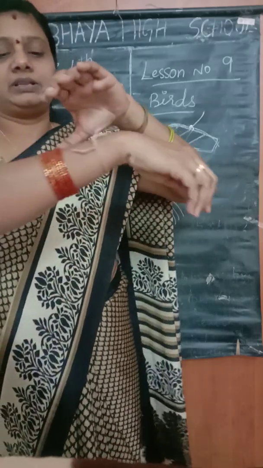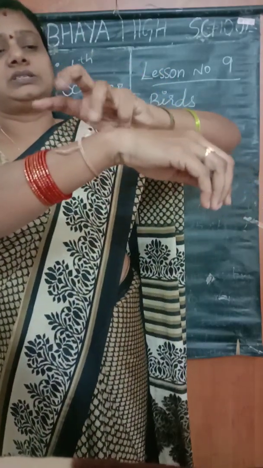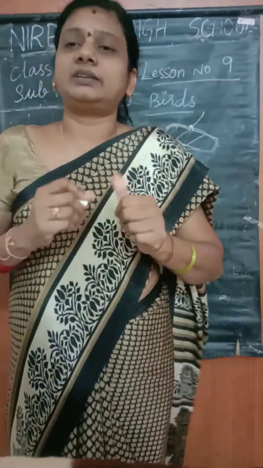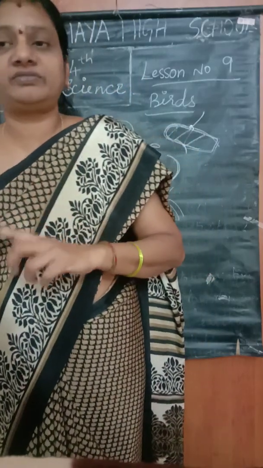For example, this is the branch. These are the three toes and one. They will clamp, which means catching like this. And the next one is long and thin feet.